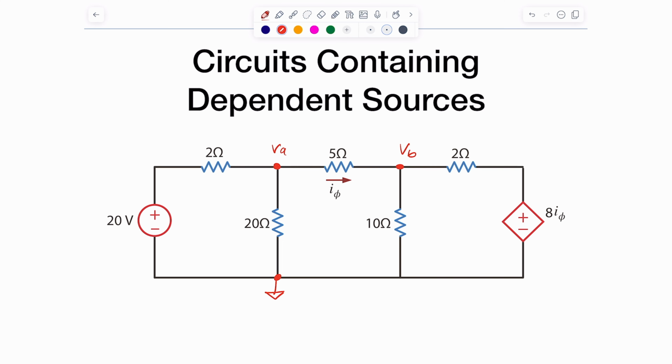Based on that, we need to write two equations with two unknowns in order for us to figure out the currents and voltages across the circuit. However, because we now have a dependent source, we're going to have what we call a constraint equation. There's a little bit of an equation that will appear that contains I phi, and we're going to have to get rid of the I phi. So let me show you what I mean.